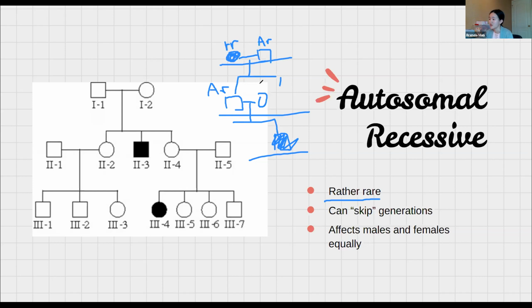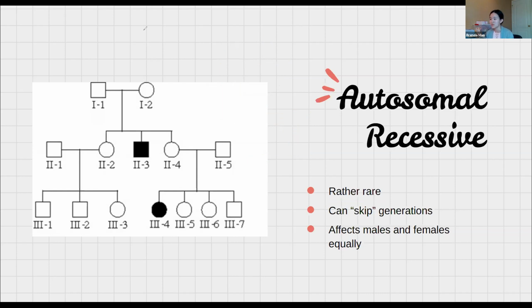And then they could marry someone who is also heterozygous. And then that is how this trait would appear again in the third generation. So that is what I mean by it can skip generations. Again, it can get kind of confusing sometimes because if someone marries someone else, it looks like they skipped a generation, but it didn't really. So again, take these tricks with a grain of salt. They're just here to help you think in a certain direction.